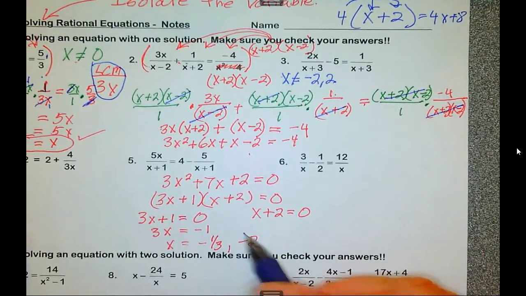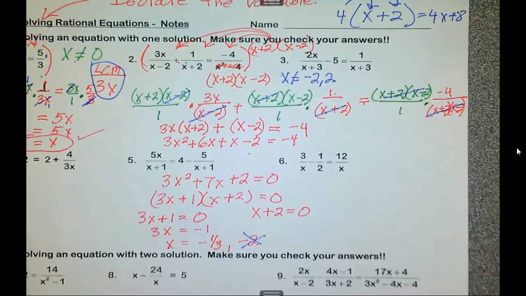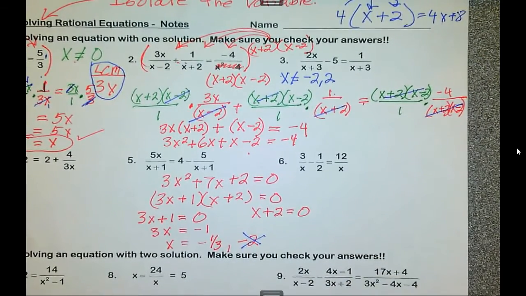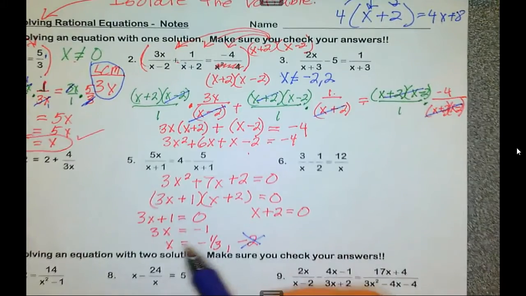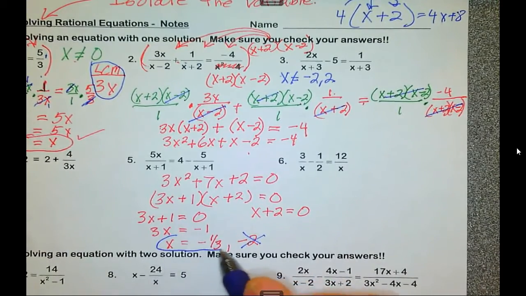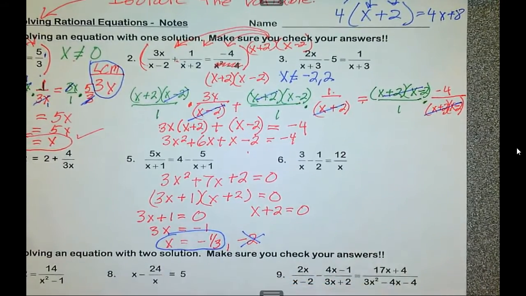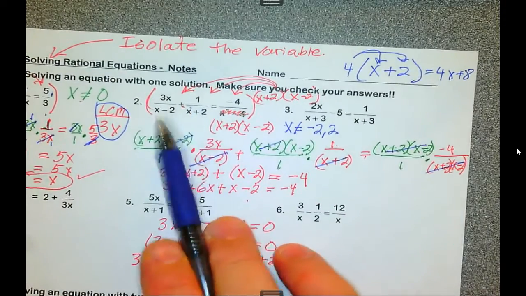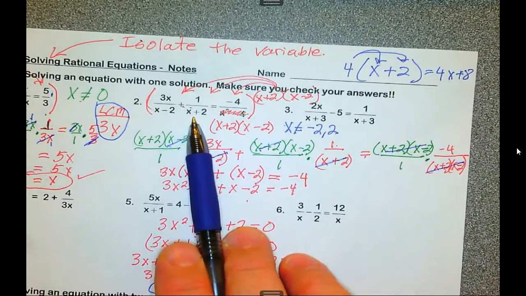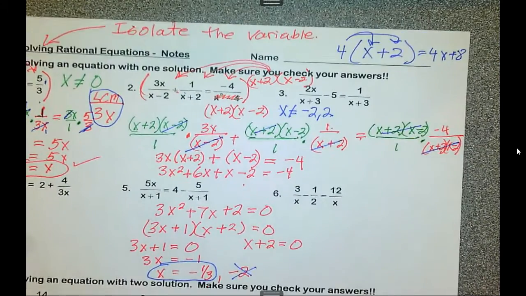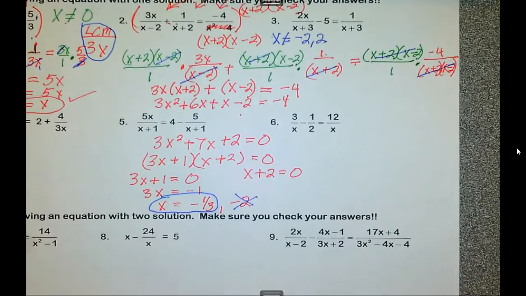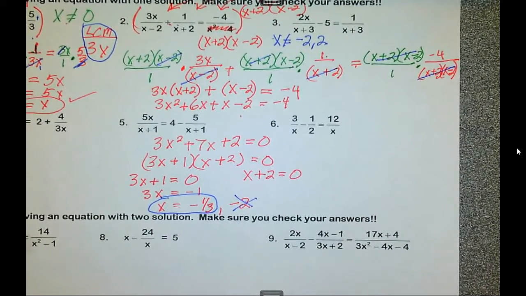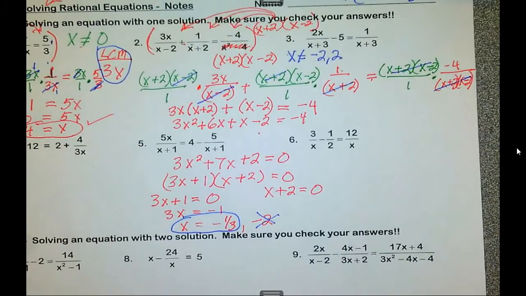So this is what we call an extraneous solution. An extraneous solution doesn't work, because it'll make my denominator 0. This one. So my answer is x equals negative 1/3. That was number 2.